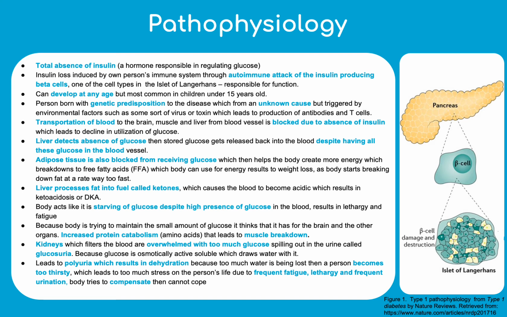So then the kidneys, which filter the blood, are overwhelmed with too much glucose that spills out into the urine, called glucosuria. And because the glucose is osmotically active, it draws water with it. And this leads to polyuria, or frequent urination, which results in dehydration because too much water is being lost, which then triggers frequent thirst as the body is losing all this water. So the body tries to compensate, but it cannot cope.